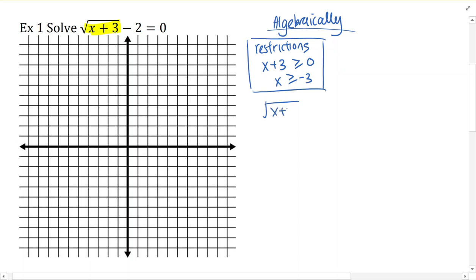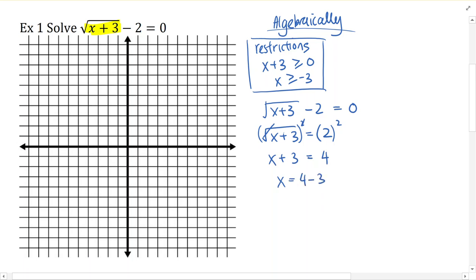So it's root x plus 3 minus 2 equals 0. We'll first move the 2 to the other side. And now we're going to square both sides so we can get rid of that root. So the root is now gone. So we have x plus 3 equals 4. And now we're just going to move the 3 to the other side. So x equals 1. So here's our possible solution.